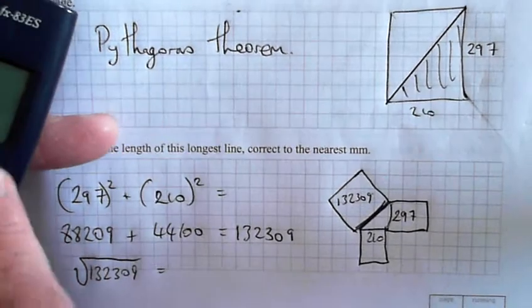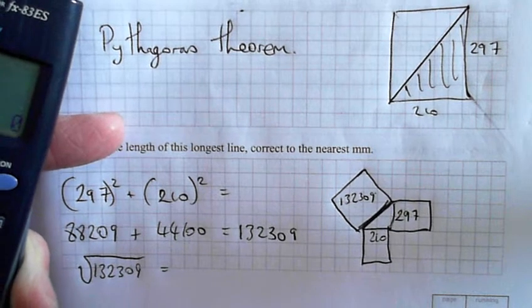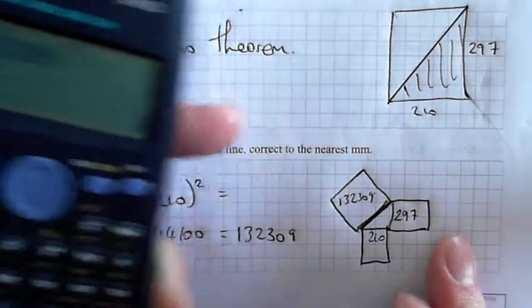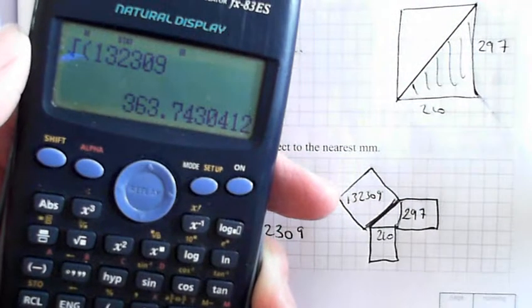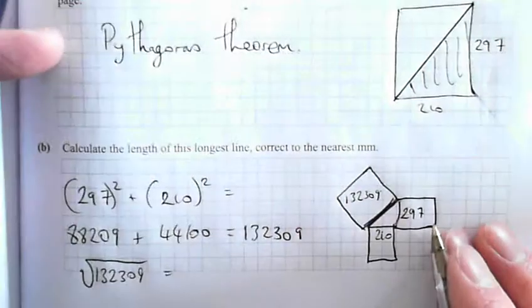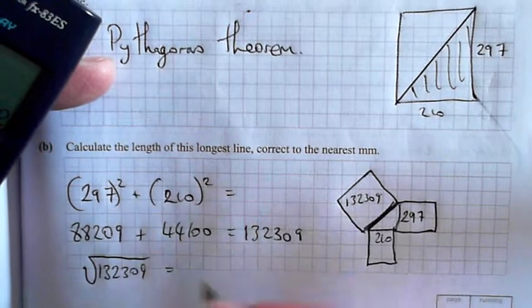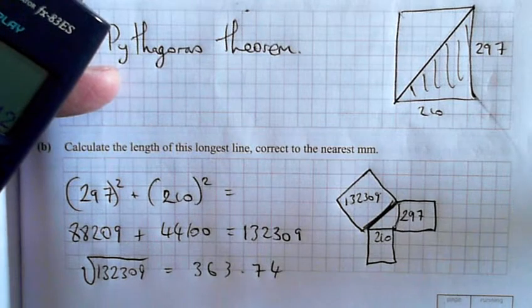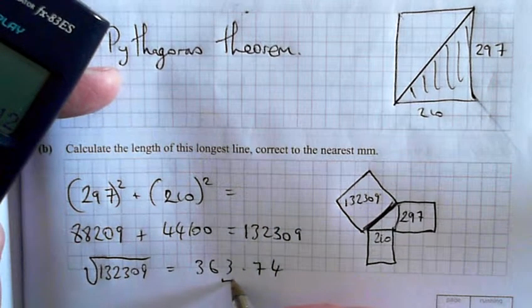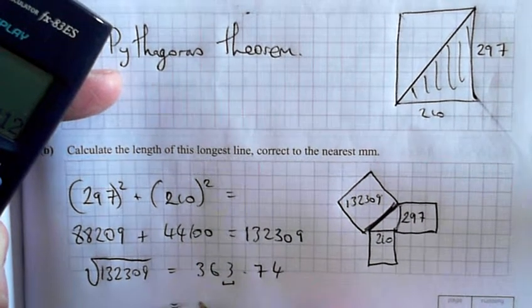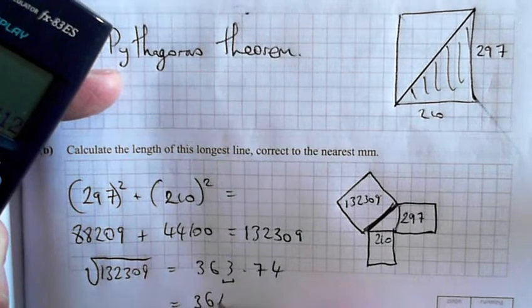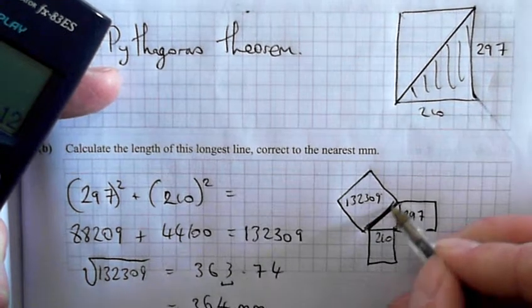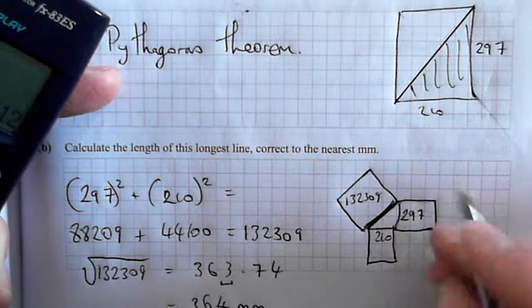132309 square root equals 363.74. To the nearest millimeter, that's 364 millimeters in length.